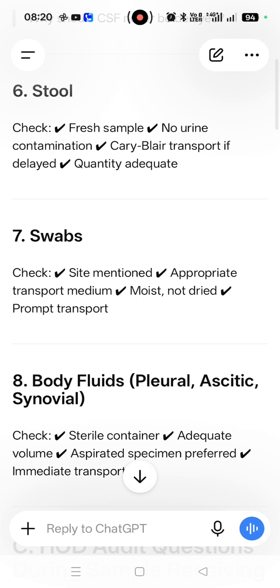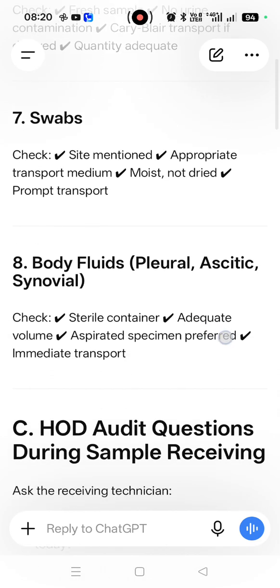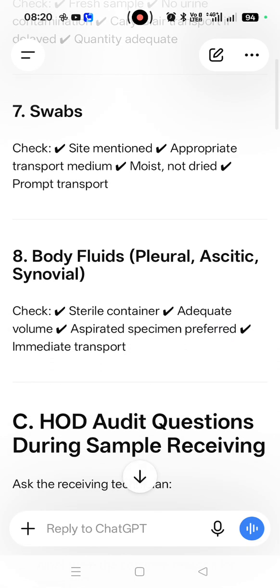Stool, you should look whether it is a fresh sample. No urine contamination should be there. Cary-Blair transport medium, if delayed, should be used, and quantity should be adequate. Now coming to the swabs, we should check for site. Site mentioned, appropriate transport medium again is important.